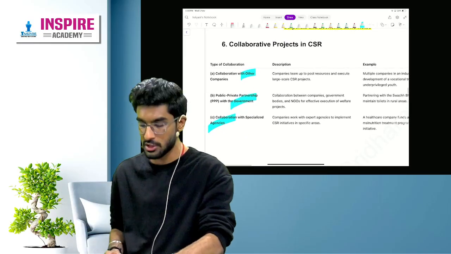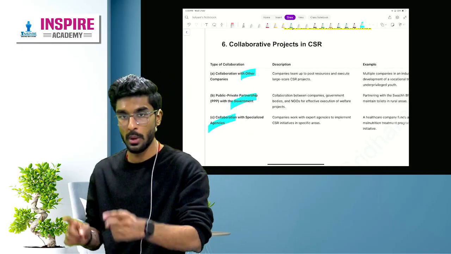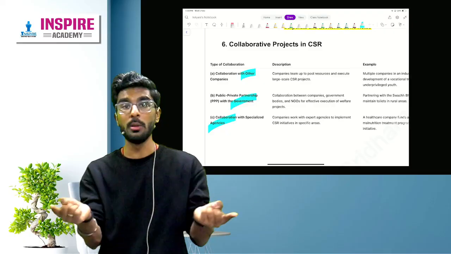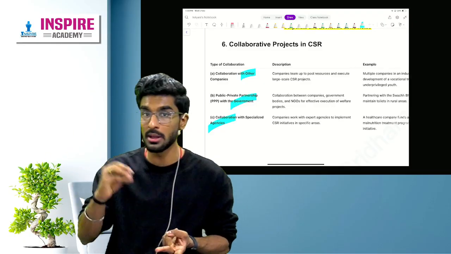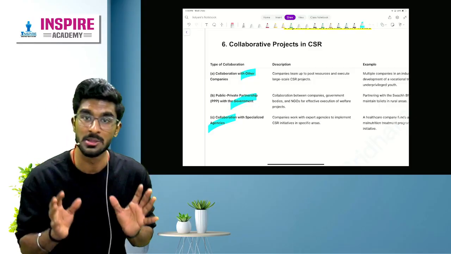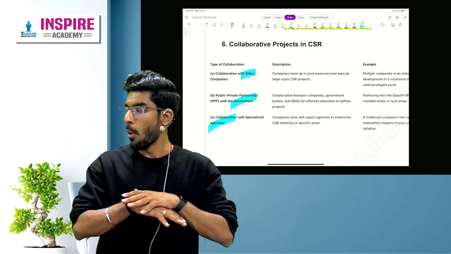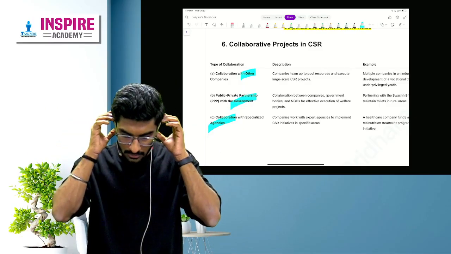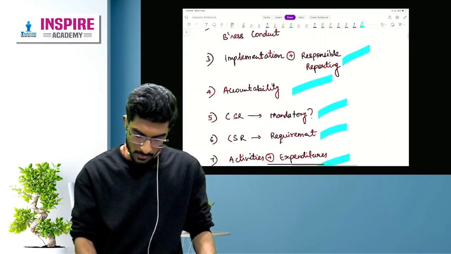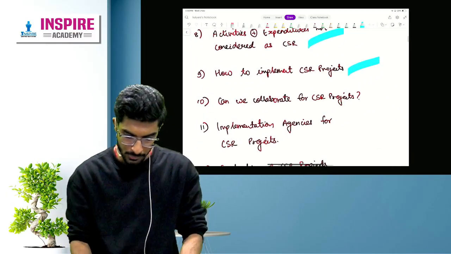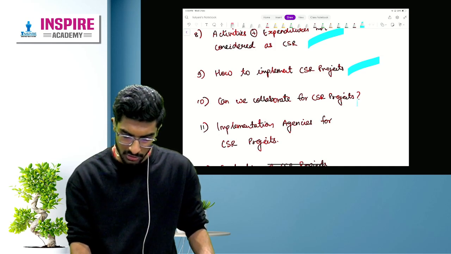So, there are three ways in which you can implement CSR projects. Number one, you can collaborate with other companies. Number two, you can collaborate with the government. Number three, you can collaborate with the specialized agencies. Very simple, people. So the CSR project is also done.